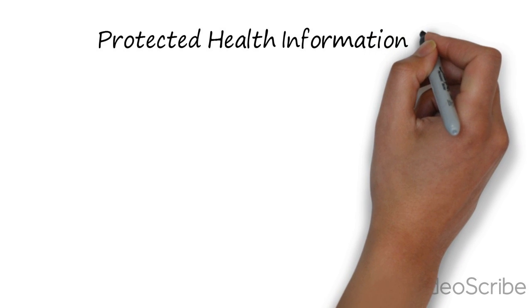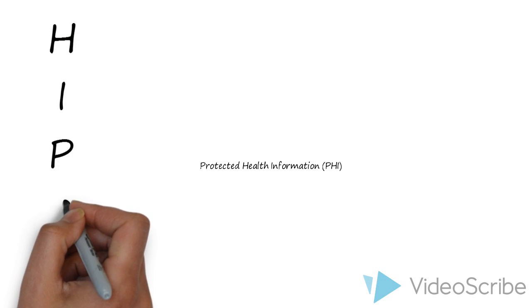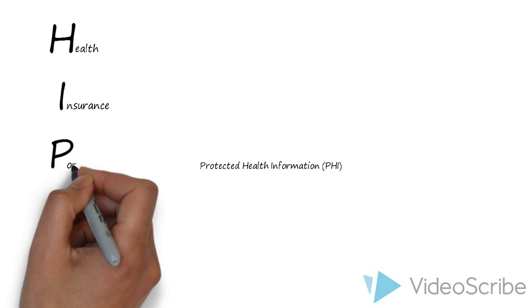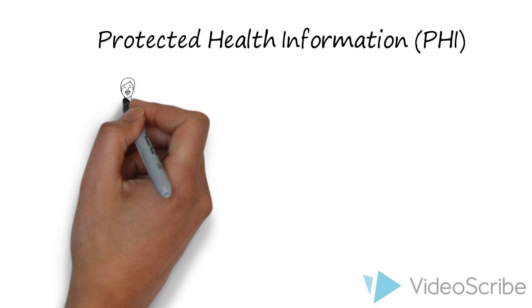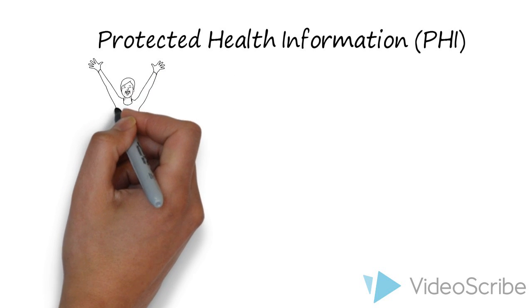Protected Health Information, or PHI, defined by HIPAA, the Health Insurance Portability and Accountability Act. PHI is any data that may be used to identify a person.